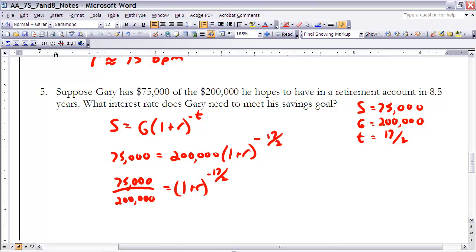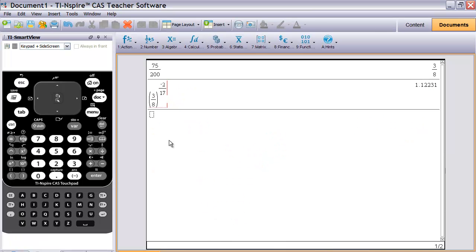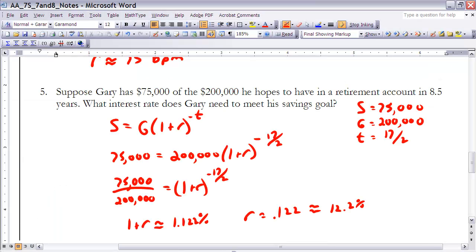So if I go to my calculator, 75,000 divided by 200,000 is 3/8. So I have 3/8 raised to the negative 2/17, which is 1.122 roughly. So that means that 1 plus R is equal to 1.122, or 0.122 for the rate, which is about 12.2%.